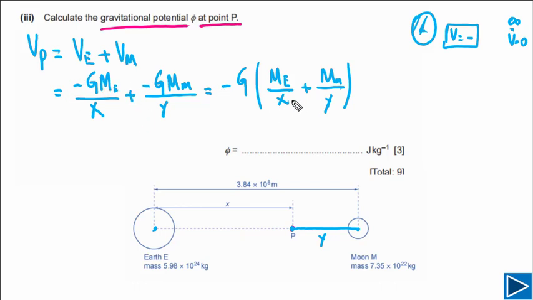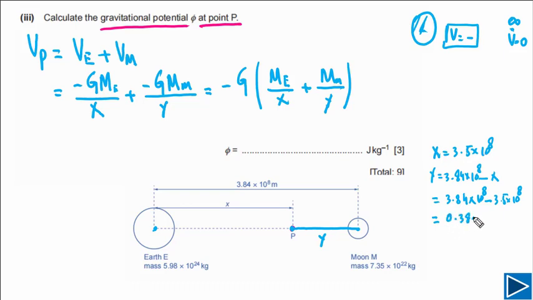Now, x we have already found, so let me write down the values. x we found was equal to 3.5 times 10 to the 8. And y will be equal to 3.84 times 10 to the 8 minus x. Value of x is 3.5 times 10 to the 8. So from here we can find the value of y, which will be equal to 0.38 times 10 to the 8. So this is the value of y.